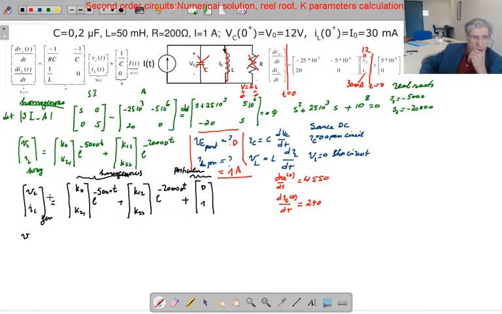So this is our general solution. The VC general solution is k11 e to the power minus 5000 t plus k12 e to the power minus 20,000 t, and that's 0.